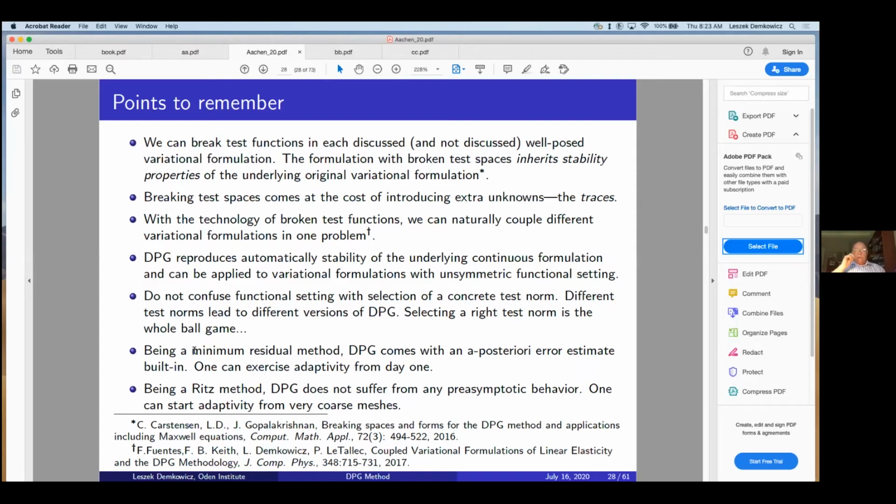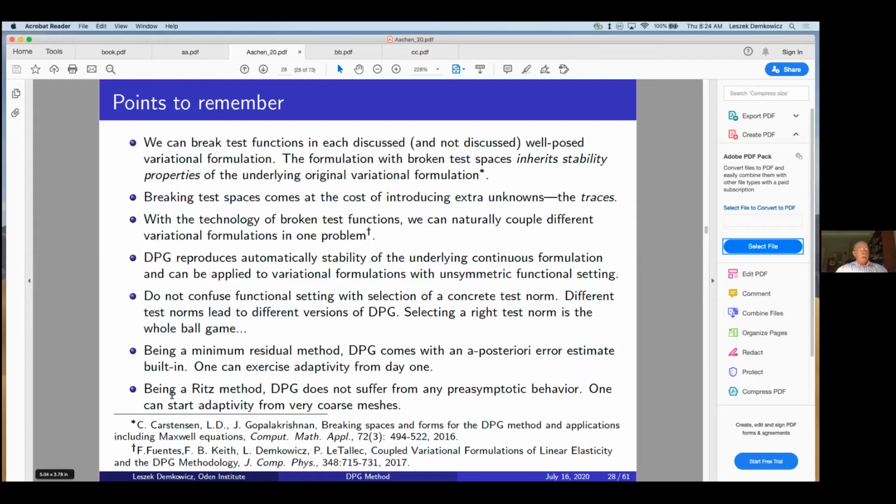Being a minimum residual method, that part I didn't show, DPG comes with a posteriori error estimate built in. The residual, you can exercise adaptivity from day one. There are thousands of papers that list adaptivity as a future work, and the future work never happens because of the complexity of the methodology. In DPG, at least my students and collaborators are solving problems in an adaptive mode from day one. The moment you put your problem into the code, you already have an adaptive method because you don't have to code and come up with any a posteriori error estimation.